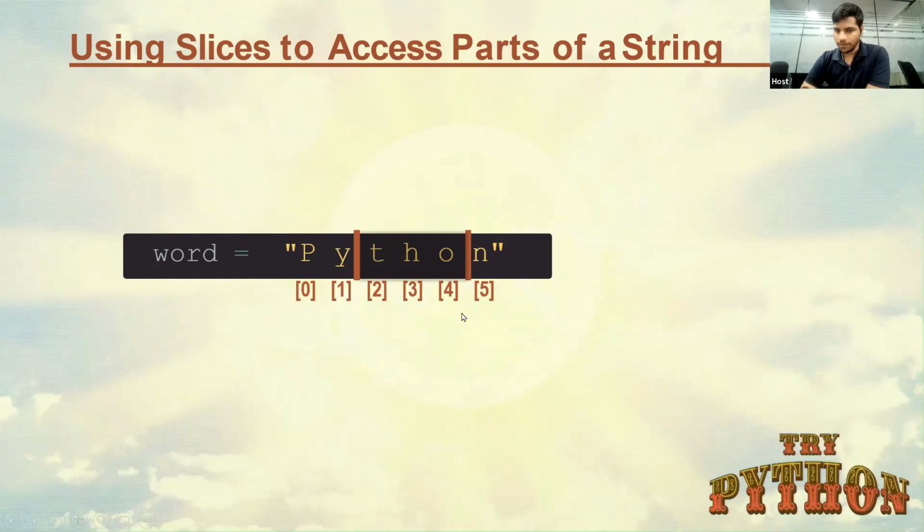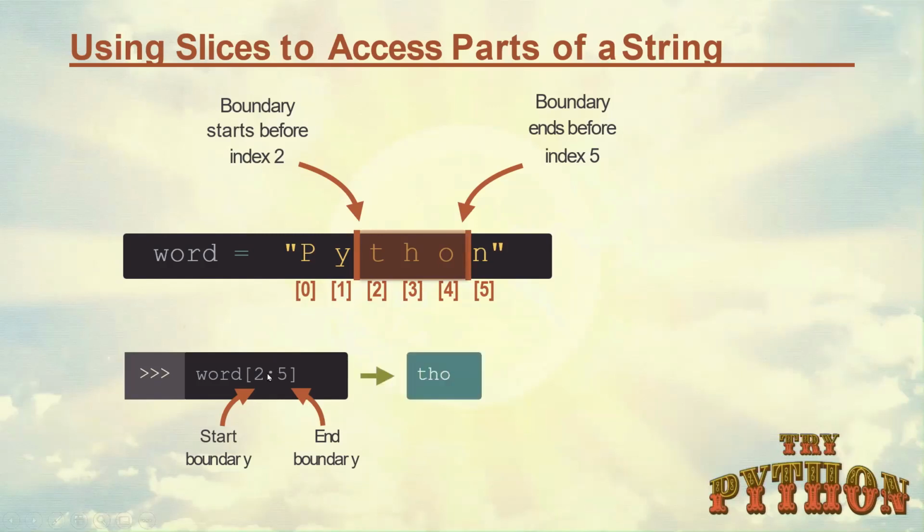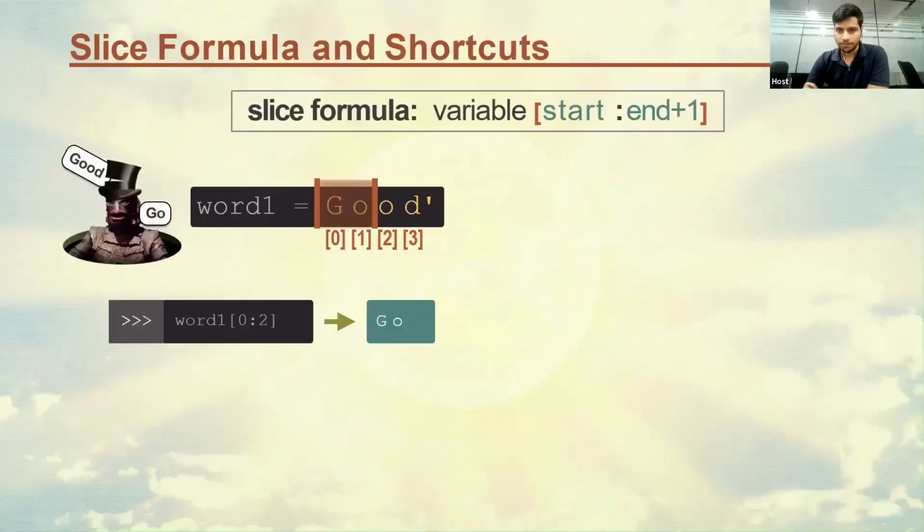Hamid, are you still with me? Yeah. Got it. Then you'll write the variable name, that is word. You'll write square bracket. You'll write the starting boundary and the ending boundary plus 1. So in this case, ending is 4, so I'll write 4 plus 1, that is 5. Here you'll write 5. Got it. Okay. So this is how the formula will look like. So variable, start colon end plus 1.